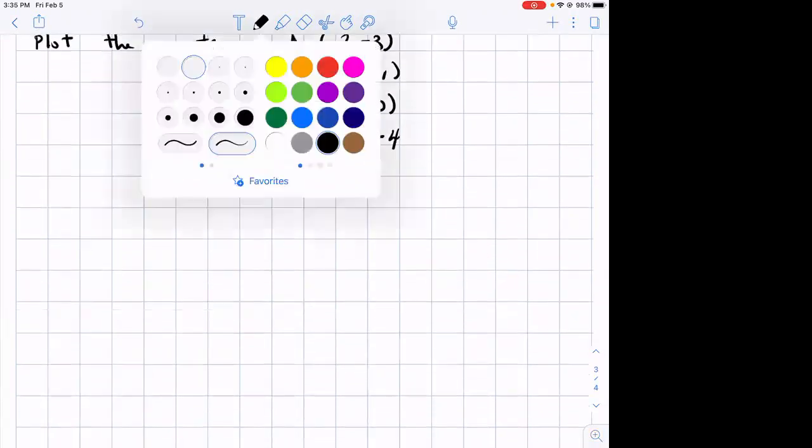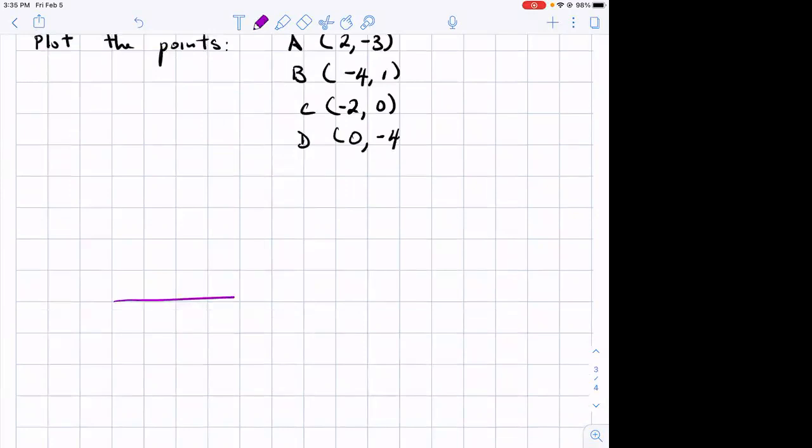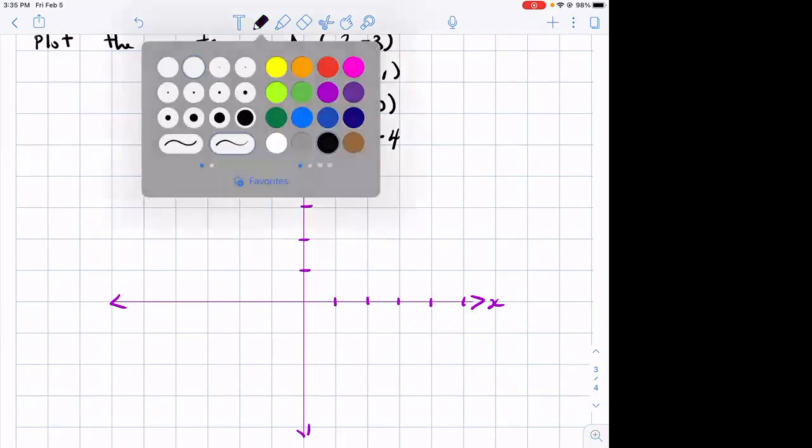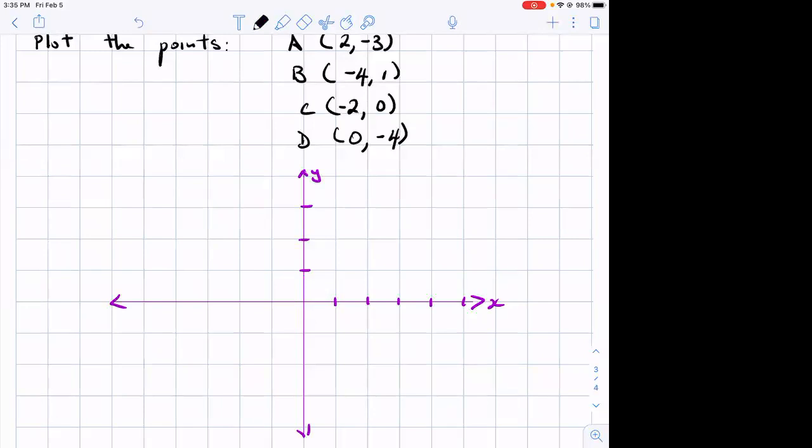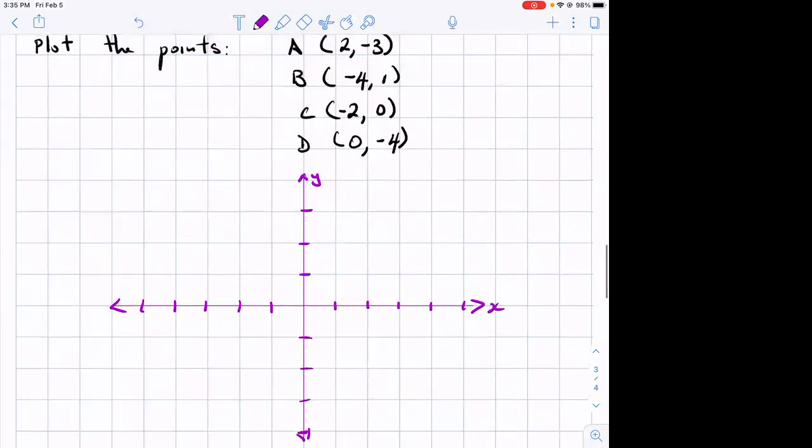The first thing I'm going to do is make my XY axis so I can graph my points. Here's the y-axis, here's the x-axis. 1, 2, 3, 4, 5, and so on. So let's put in the numbers so we know what's going on.